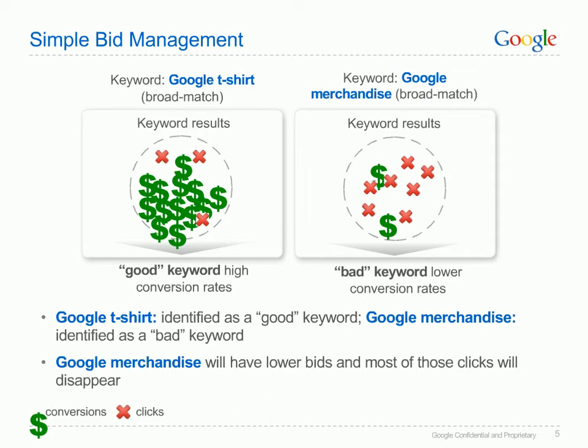Here's an example to help illustrate how simple bid management works. Here we have an advertiser selling Google T-shirts over the internet. Suppose you have two keywords, Google T-shirt and Google Merchandise. Google T-shirt has more conversions, as you can see from the dollar signs, and Google Merchandise has less conversions. So if just looking at things in terms of keyword, which simple bid management does, Google T-shirt has a higher conversion rate and is identified as a good keyword, whereas Google Merchandise is identified as a bad keyword since it has a lower conversion rate. As a result, bids for Google T-shirt would increase and bids for Google Merchandise would decrease.